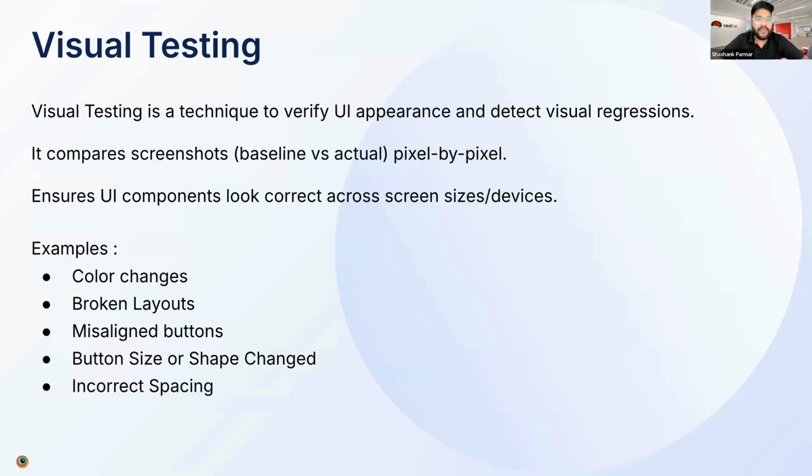What are the reasons for which we can use visual testing? Suppose there is a color change, a broken layout, misaligned buttons, where the button is not aligned properly or the button size is bigger or smaller, or incorrect spacing. In these aspects, we generally use visual testing.